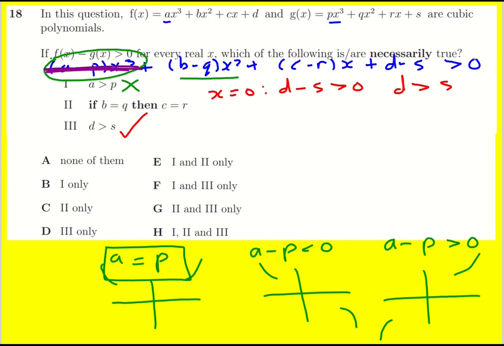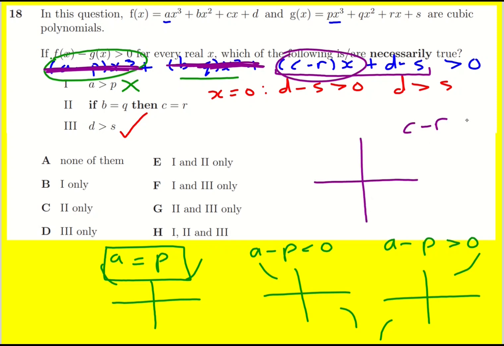And then statement 2 says if b is equal to q, okay, just in that instance, then c must equal r. So in that instance, that will disappear. And then I'm left with this function here. So for large values of x, this is clearly going to dominate. It's going to be the same argument. If c minus r was greater than 0, then for large values of x, it's going to look like that. And for small values, it's going to look like that. It's again going to cross the axis.